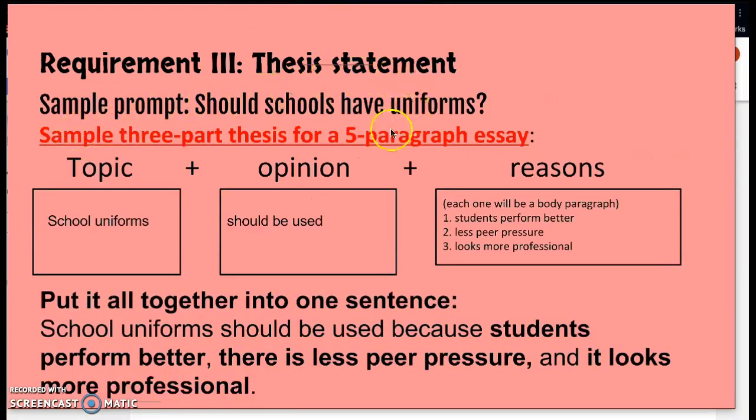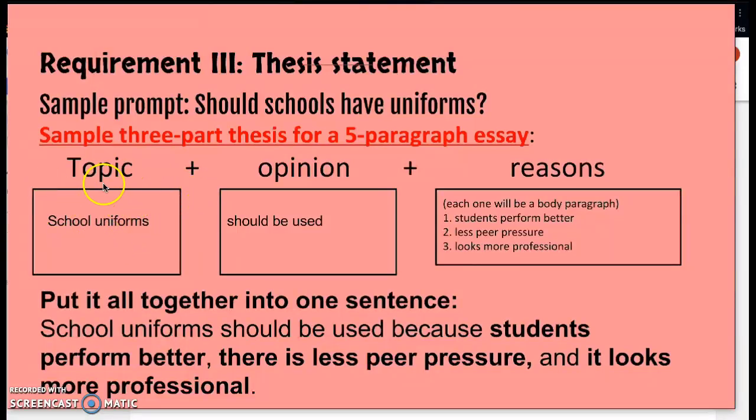So this is how to write a thesis statement. So a sample 3-part thesis. A 3-part thesis is for a 5-paragraph essay. You have 1 paragraph intro, then you have 3 body paragraphs, and a conclusion. So each item for the body paragraphs is one of the reasons. So you start off with the topic.